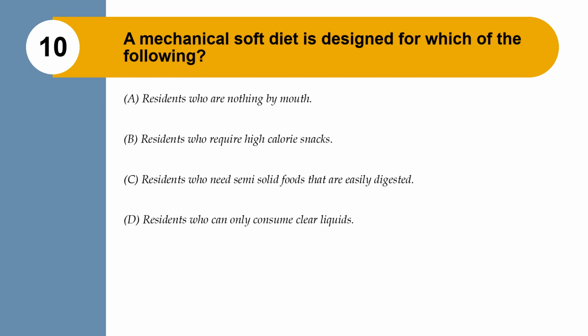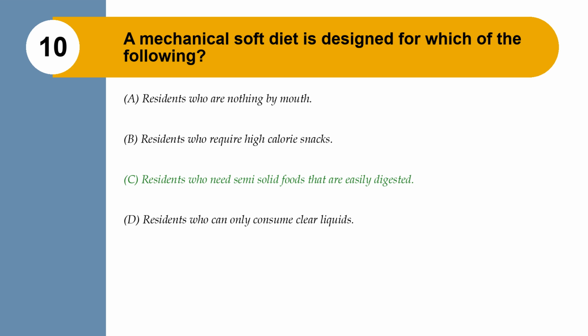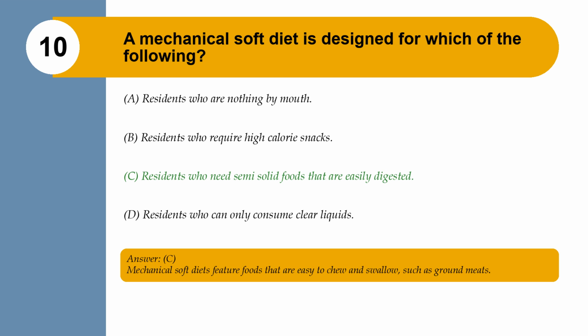Question 10. A mechanical soft diet is designed for which of the following? Option A, residents who are nothing by mouth. Option B, residents who require high-calorie snacks. Option C, residents who need semi-solid foods that are easily digested. Option D, residents who can only consume clear liquids. The correct answer is option C, residents who need semi-solid foods that are easily digested. Explanation: mechanical soft diets feature foods that are easy to chew and swallow, such as ground meats.